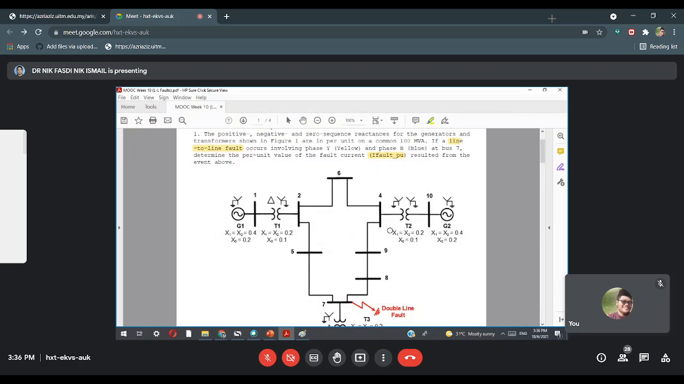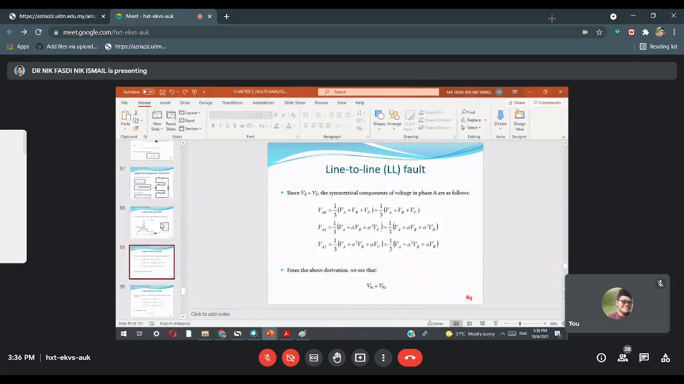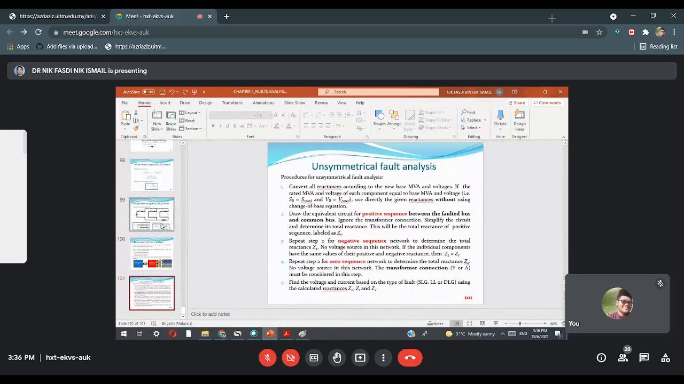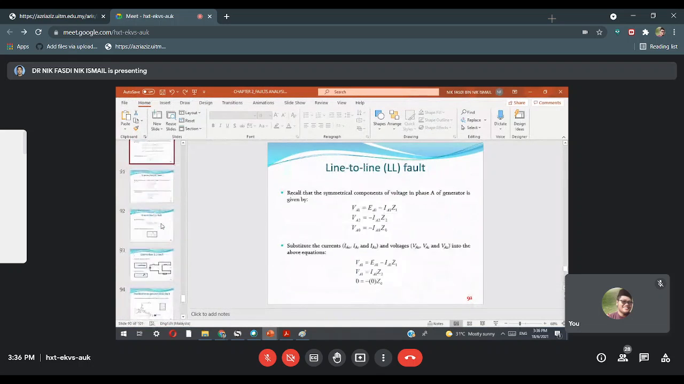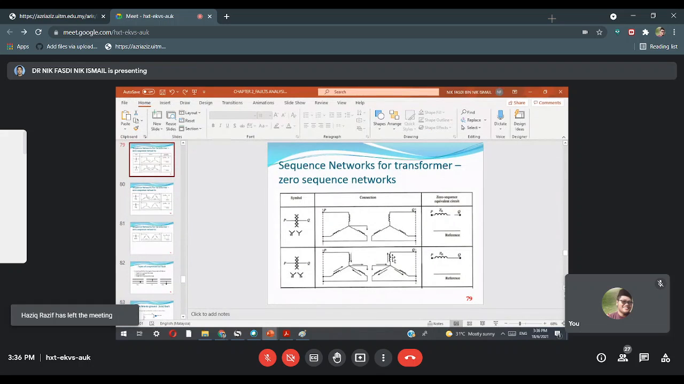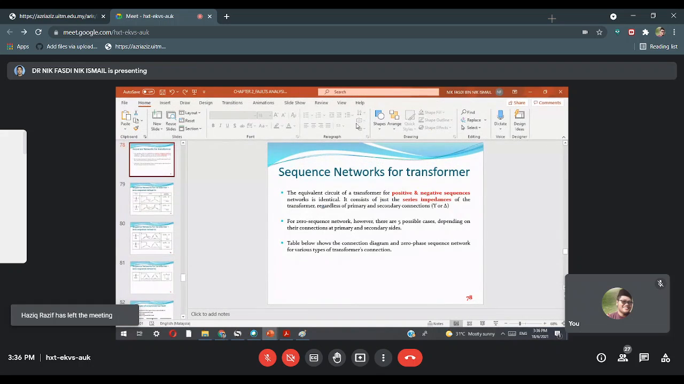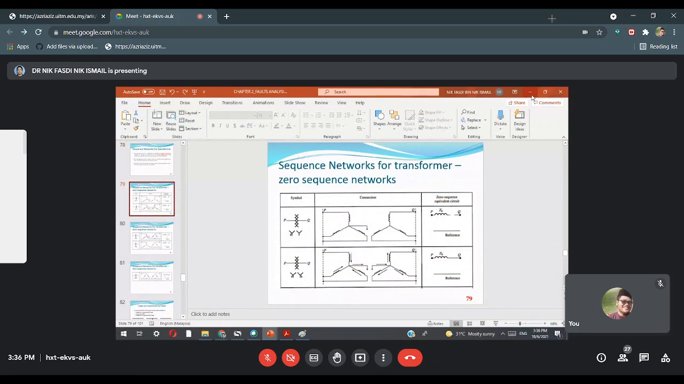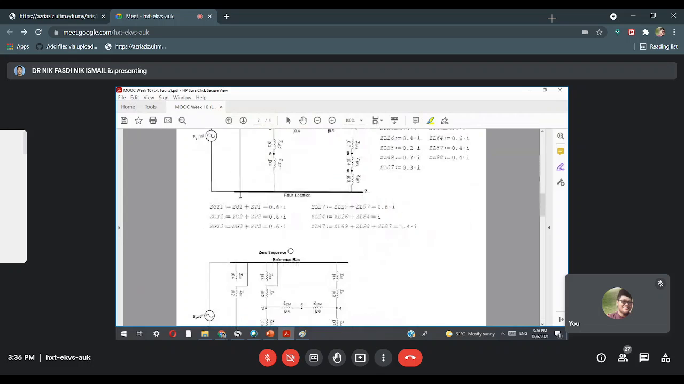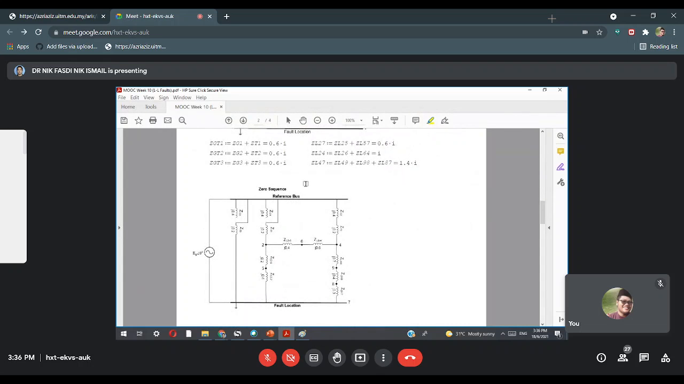zero sequence. Okay. You ingat lagi tak the first I explain pasal connection of transformer yang ni semua ni kan? Tengok this one. Basically this is representing the connection of transformers. So kita boleh guna implement this connection into the circuit. Dalam kat sini, in this tutorial, dia ada dah bagi you zero sequence.